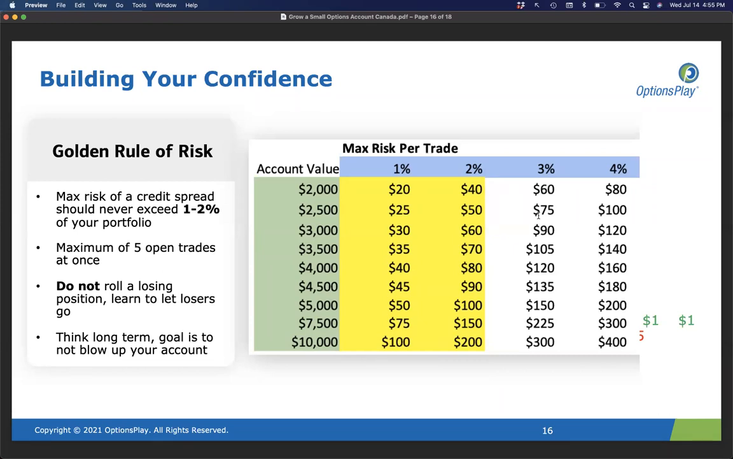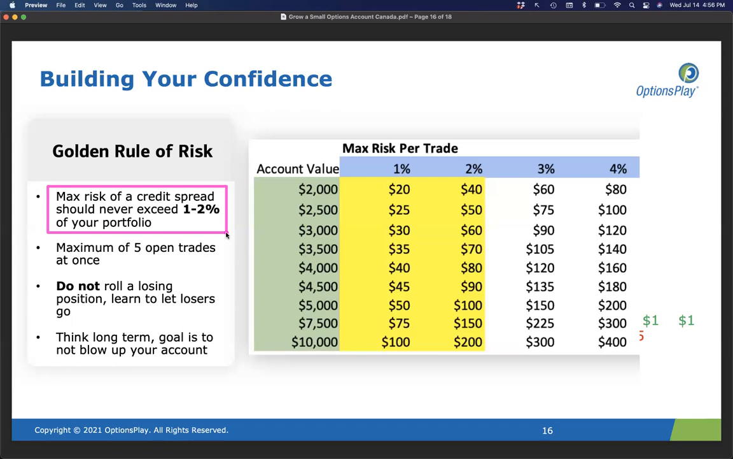And these numbers may look small, especially when you have a small account, but they are even more important when you have a small account. The rule of thumb is that the max risk of a credit spread should never exceed 1 to 2% of your total portfolio value. If the max risk on your trades exceeds these thresholds, you're going to find that sometime throughout the year, a bad month in the markets, a bad string of trades, is going to blow a huge hole in your portfolio. And those are difficult to come back from.